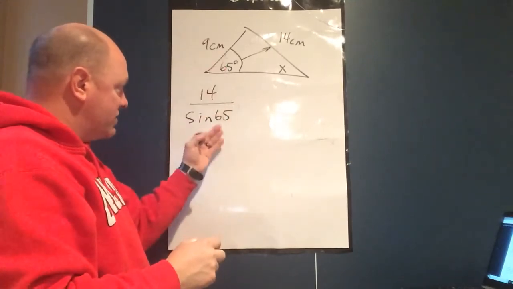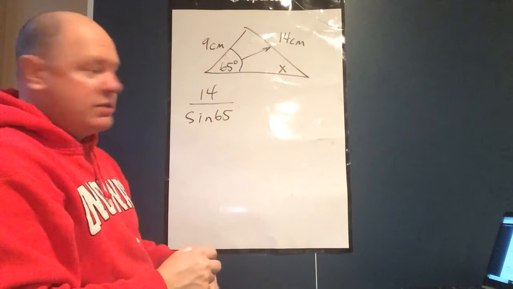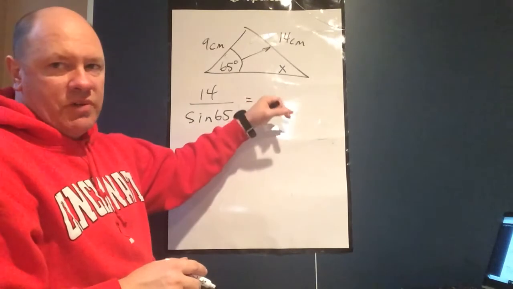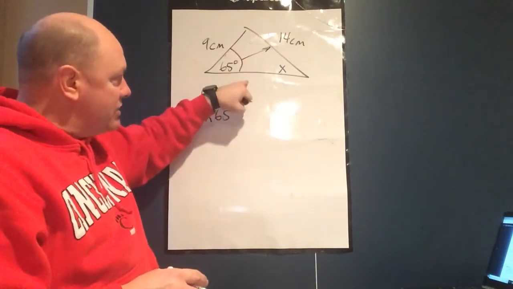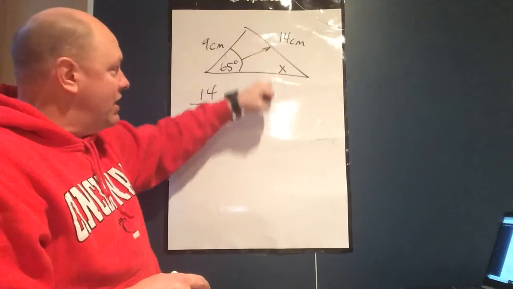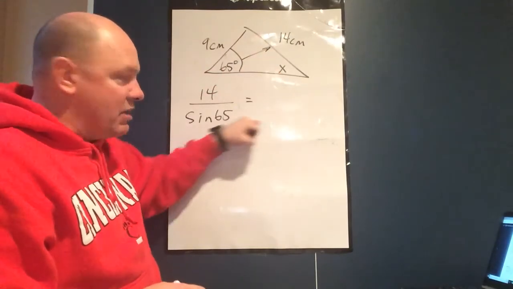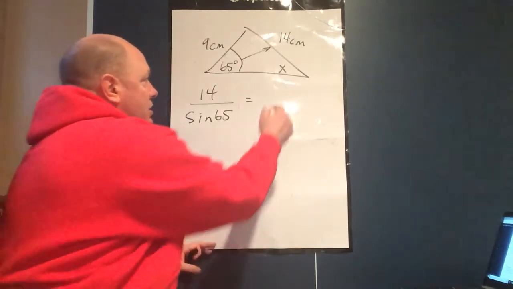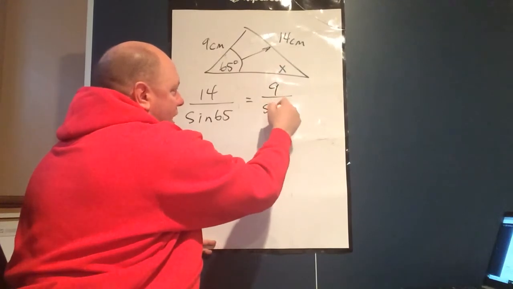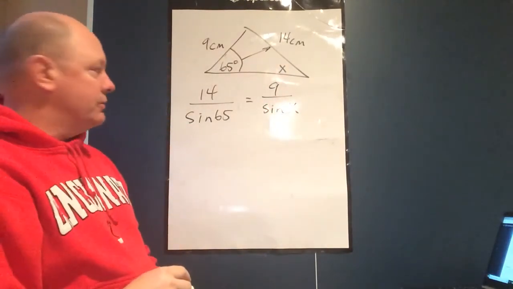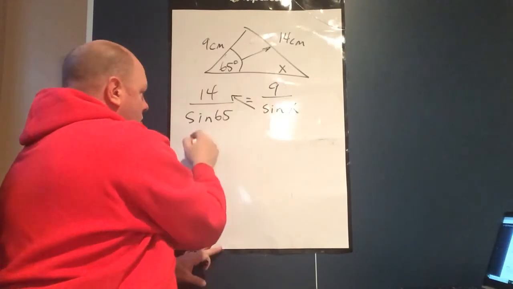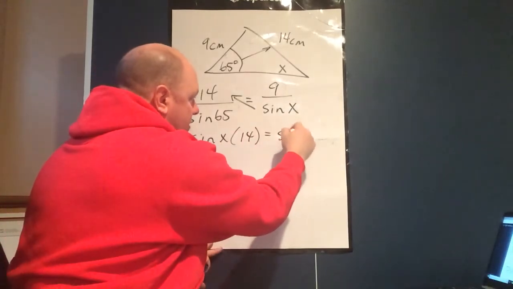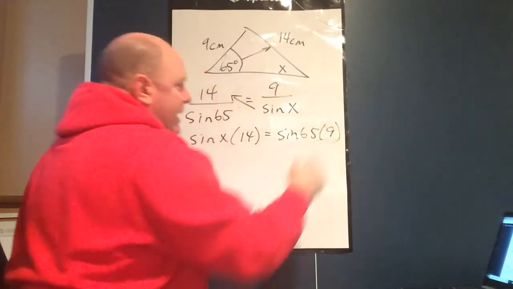14 is the side length, all over sine 65, because it's directly across from it. All right, now this is where it gets confusing. Some people put that x because they get so used to finding a side length. Remember, side lengths are on the outside, angles are on the inside. So when I see an x on the inside, I know it has to be combined with my sine value because sine angle is what you have in your formula. So we have 9 all over sine x as my angle. Same idea, cross multiply these: sine x multiplied by 14, sine 65 multiplied by 9.